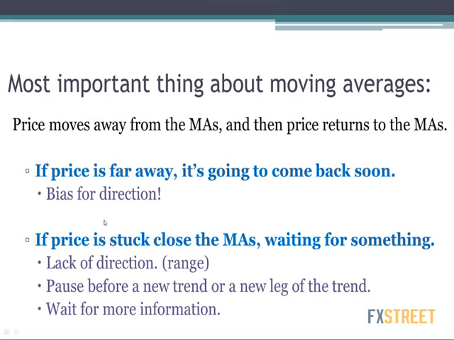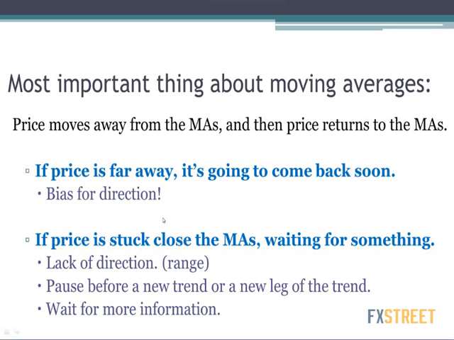Now, the other thing that could happen is that if price gets stuck right close to those moving averages and it's really tight to those moving averages, that's also important information. It means there's lack of direction in the market in that moment. Could be that we're in the middle of a range, or it could be that it's that pause that happens before we have a reversal and a new trend breaks out, or just a new leg of an existing trend. But in either case, when price is stuck close to those moving averages, it's giving us very important information, and it is sort of like shouting to me, hey, lack of direction right now, lack of decision right now, I'm going to wait for more information.